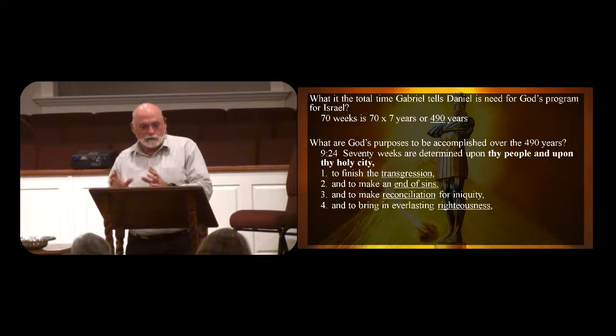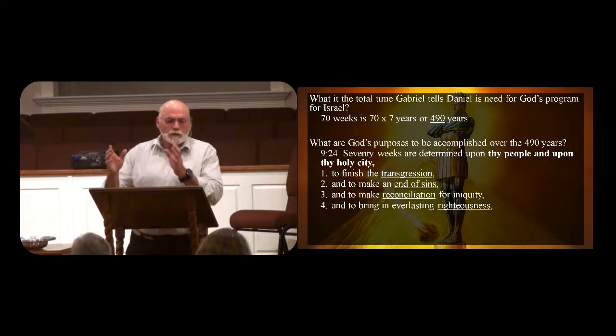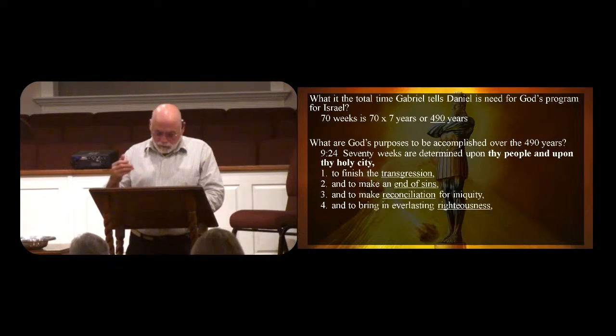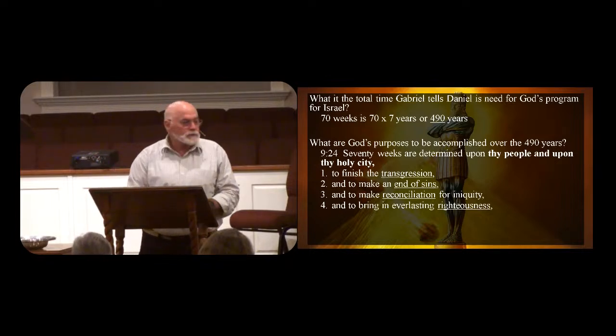So the first three are negative. They are taking and looking at the sin that took place that put them into captivity. Then the other three are very positive. To bring in everlasting righteousness, to seal up the vision and prophecy. It's got everything's going to be fulfilled. And to anoint the most holy, which is probably talking about the temple.